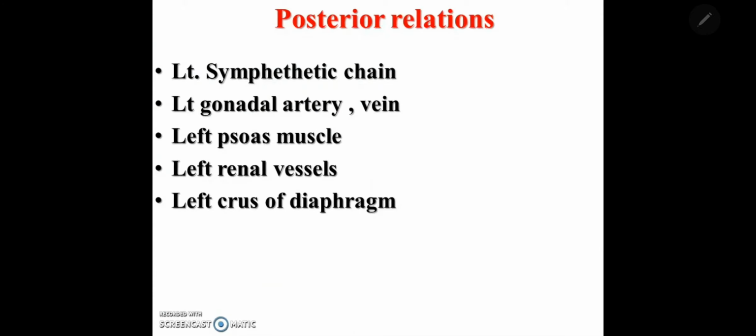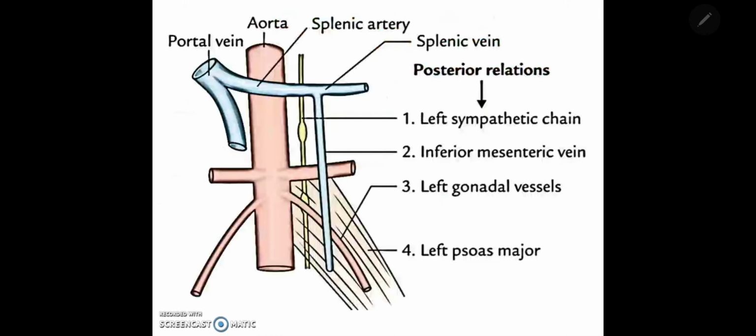and posterior is related to the left side structures, left sympathetic chain, left gonadal vessels, left psoas, left renal vessels, left crus of diaphragm. So it is towards the left, that's why it is related to all the left sided structures.